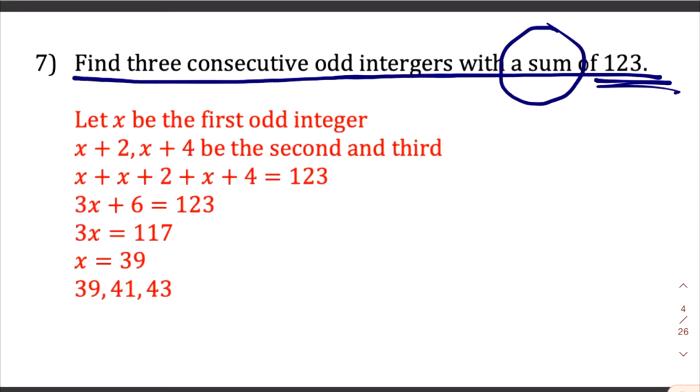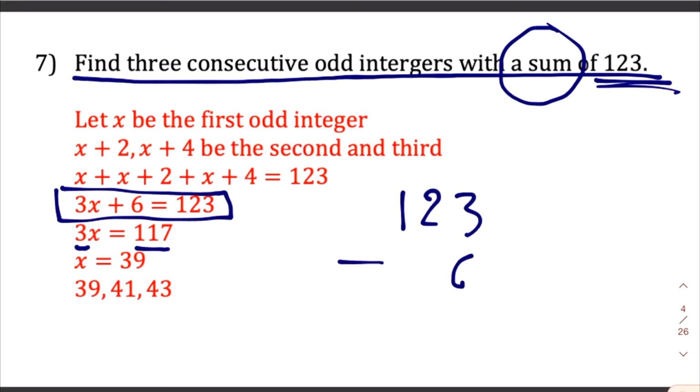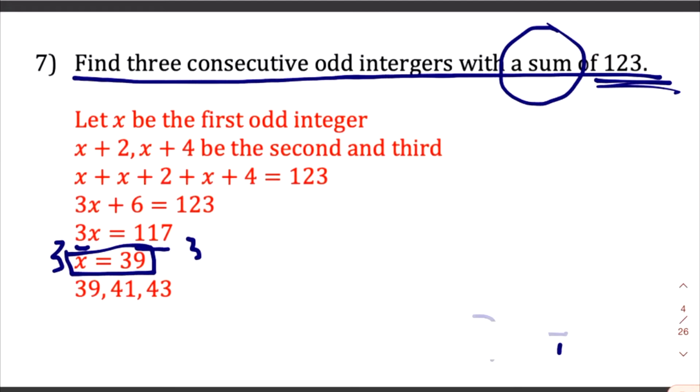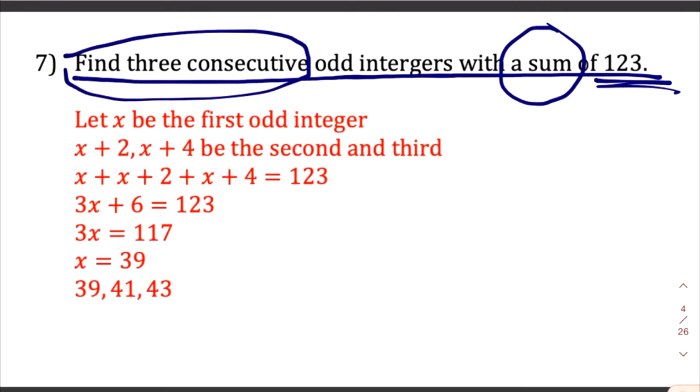Now we start solving. We have an equation, and all of you know how to solve it. Minus 6, minus 6. And you get 3x equals 117, because 123 minus 6 equals 117. And then divide by 3 on each side, 117 divided by 3. You do it, you get 39. So your x is 39. Make sure you don't stop here. You need to find all the odd numbers after 39, because they ask you to find 3 consecutive odd numbers. So there are 3.